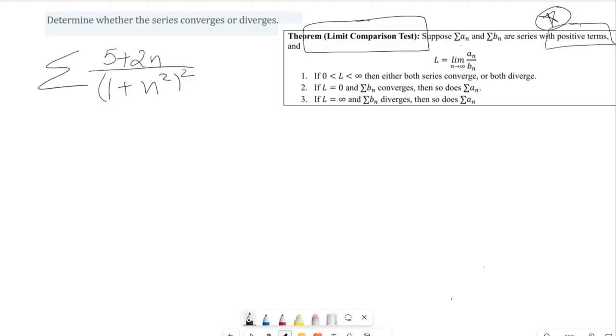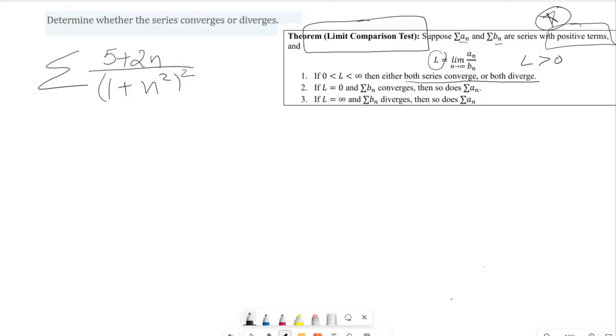If we can find the limit of a_n by b_n, the general term of the first series divided by the general term of the second series, as n approaches infinity, and you find that L is the limit, and if this L is a positive number, any positive number, then both series converge or diverge together. What does that mean? If you know about any one of them, for example say you know B_n converges, then automatically A_n converges. If B_n diverges, then automatically A_n diverges.